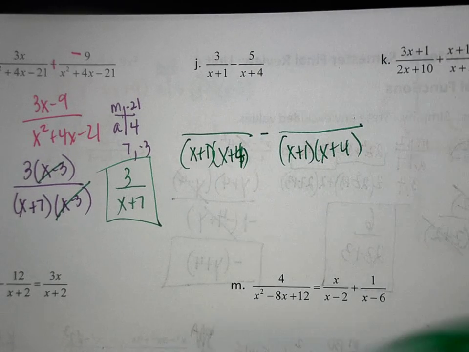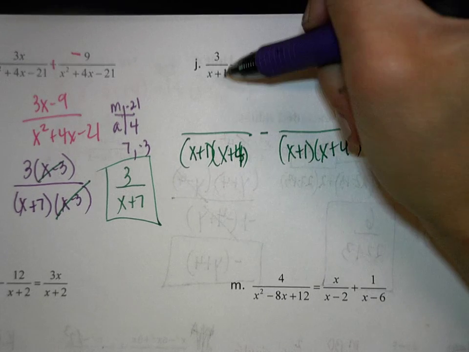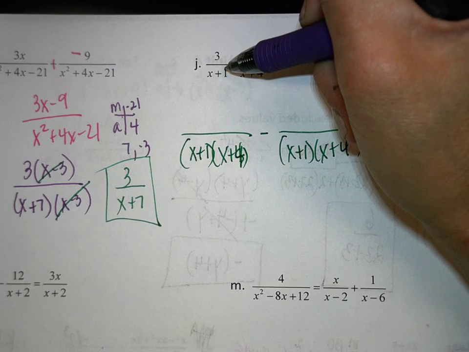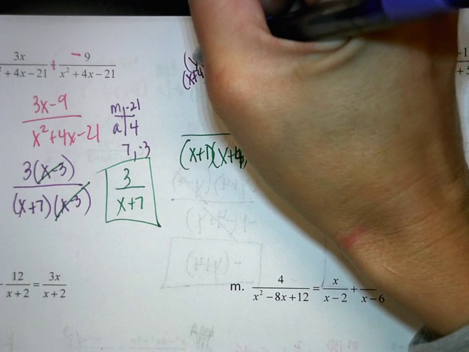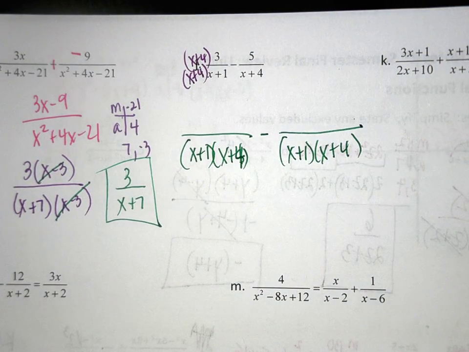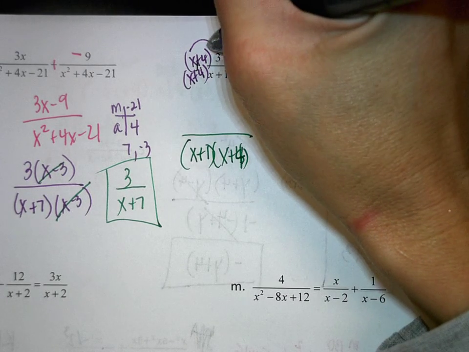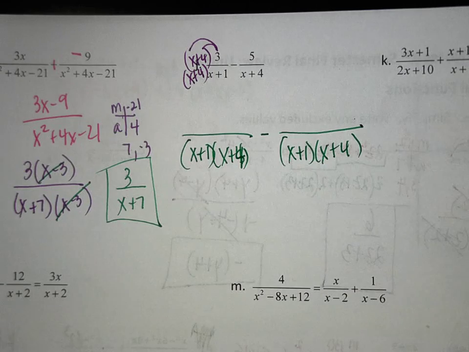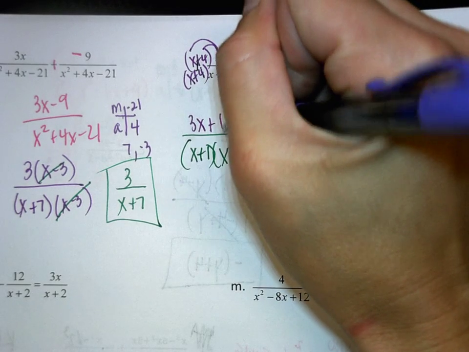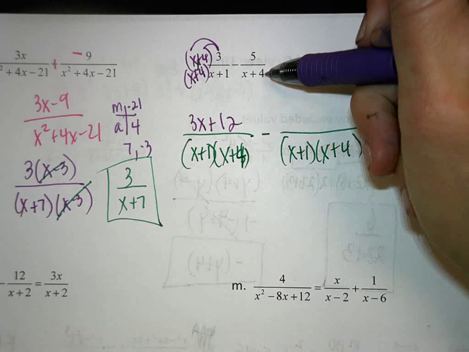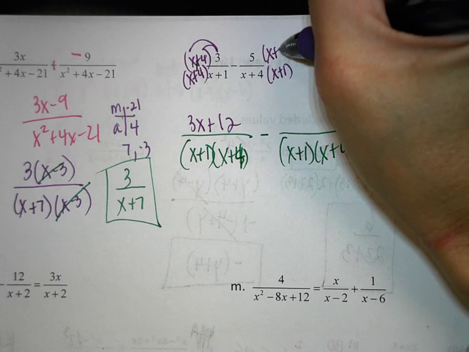Okay, now what? Good. So this one already has an x plus 1, so what does it need? An x plus 4. So what we're doing is we're actually multiplying the top and the bottom by x plus 4. When we do that, though, I have to distribute that 3 because we're going 3 times x plus 4. So it ends up making what? 3x plus 12. Good. What is this fraction missing? X plus 1. So whatever we do at the bottom, we also do the top. So we're multiplying by x plus 1.